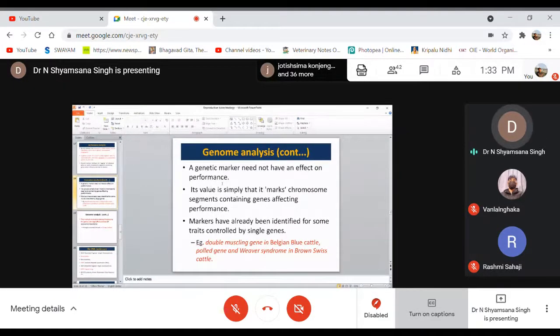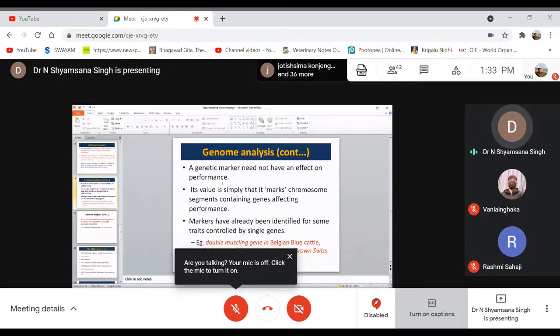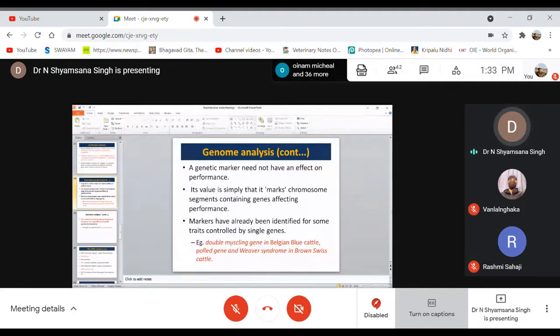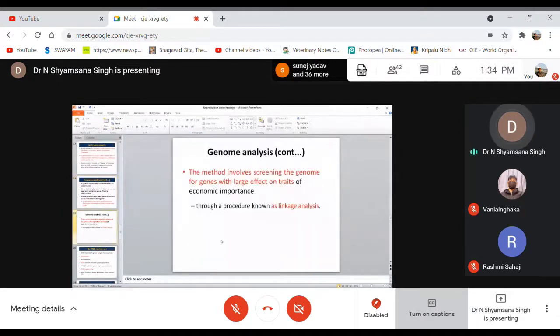A genetic marker needs an example. Say for example, the double muscling gene in Belgian Blue cattle, then the polled gene, then Weaver syndrome in Brown Swiss cattle. So these are some of the markers identified. Then these genome analyses are what we need.